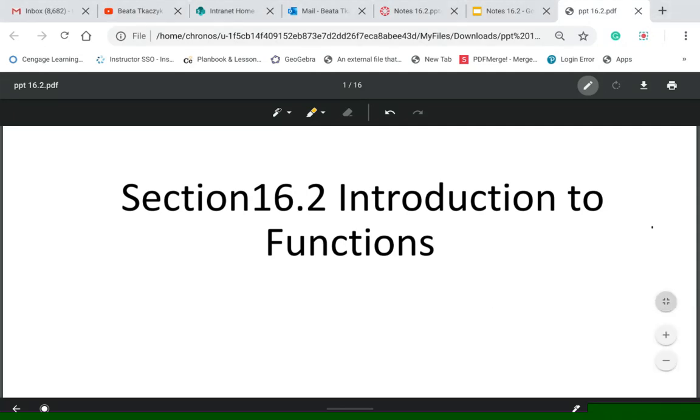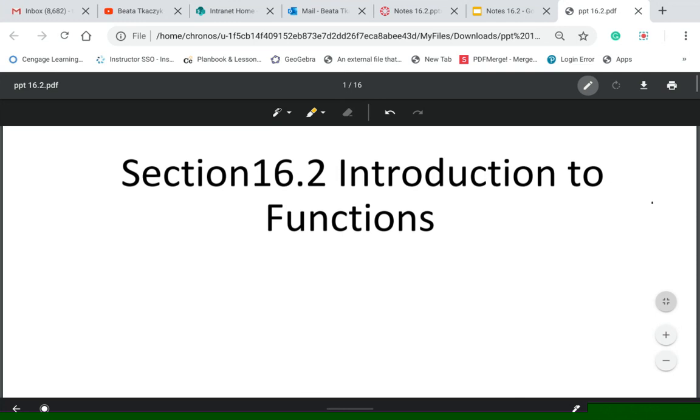Okay, so welcome back. Today's lecture is from section 16.2, introduction to function. Last time we talked about relations. We express relations using graphs, equations, and coordinates, and we were just showing the relation between x and y values. Now we're going to talk about functions.